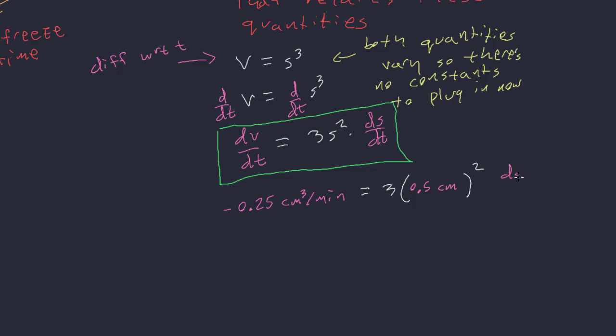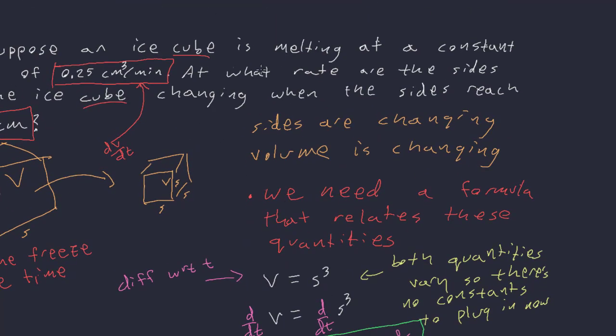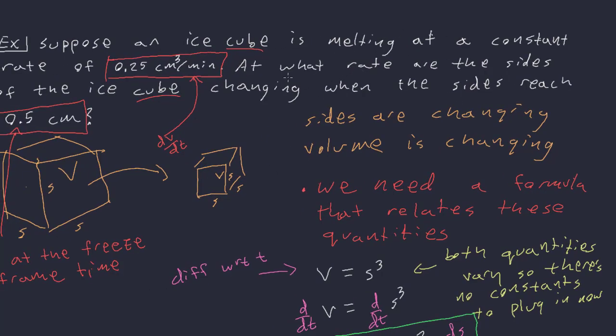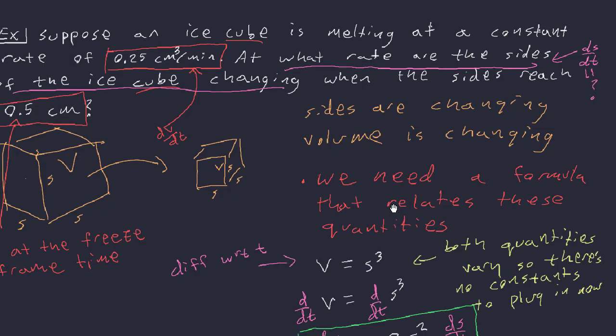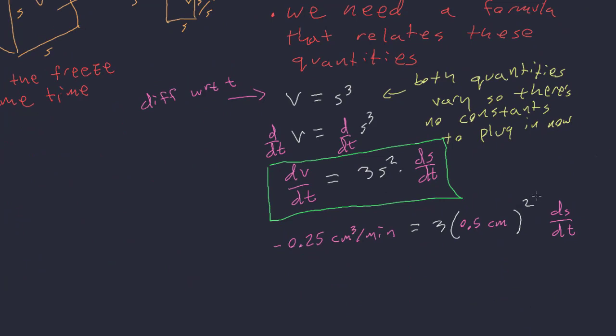And then ds dt. This is what we're looking for. That's what we're asked to find, right? At what rate are the sides of the ice cube changing? That's going to be ds dt. So that's what we're looking for. This is what we are trying to find.